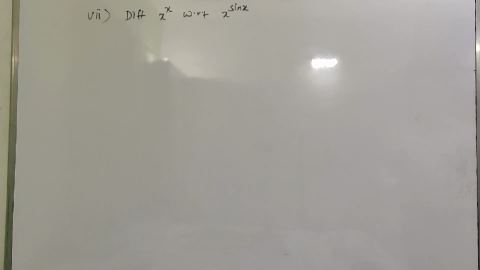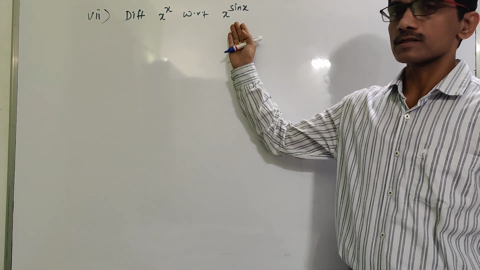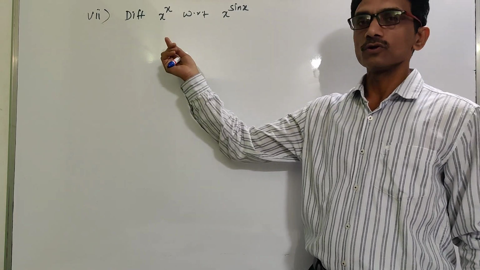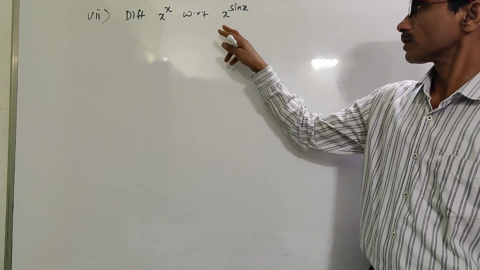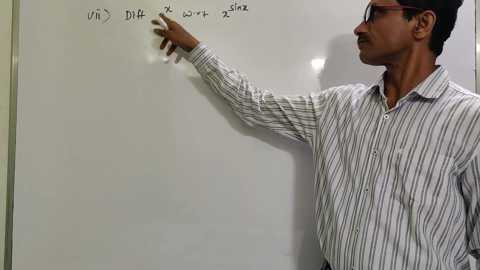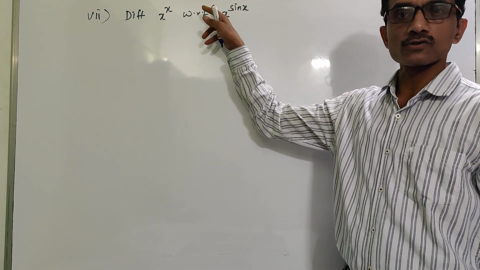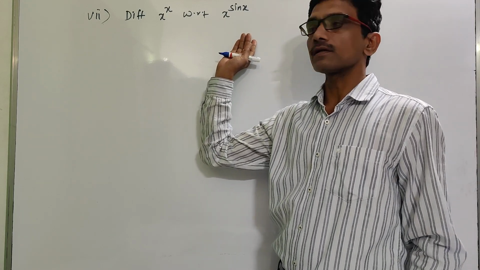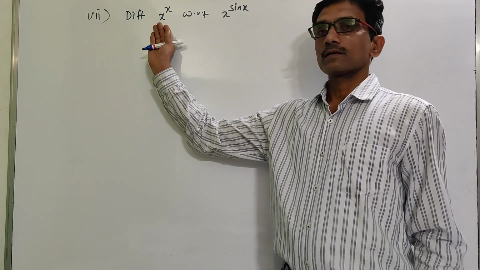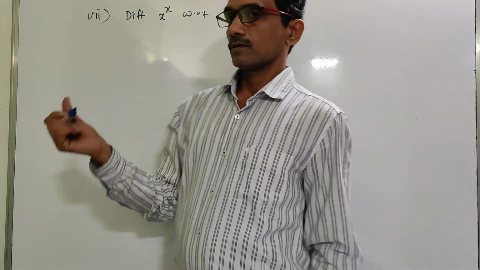Seventh sub question we will start. Differentiate x raised to power x with respect to x raised to power sin x. So you observe that here both are function raised to power function: x raised to power x means function raised to power function, and x raised to power sin x also means function raised to power function. So in such a case we have to take logarithmic differentiation. Here u we denote this and v we denote this.